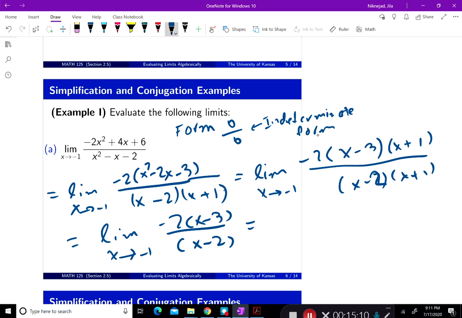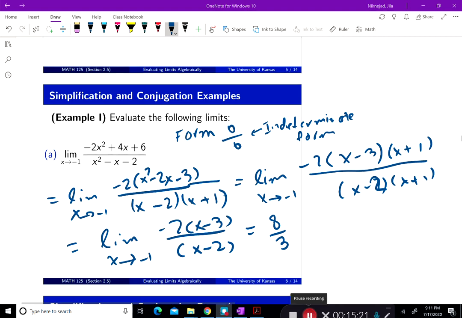And this one is not, and I can direct substitute. So direct substitute in here and you get 8 divided by 3. Sorry, it's negative 8 divided by 3. Negative times negative divided by negative 3 times, and it becomes another negative. And so that's the value of this limit.